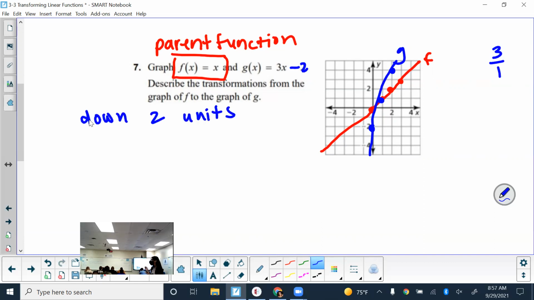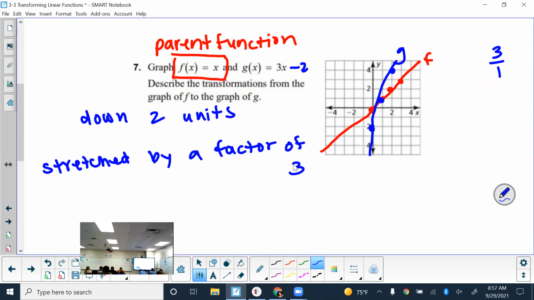So use your graph to count your vertical and or horizontal shifts. This one doesn't have a horizontal shift, but it does do something to the slope. So I'll just write it down, even though I don't need you guys to really know this part. But the 3x means that it is stretched by a factor of 3. You don't need to know that part. Really, I'm just focusing on the up or down movement or horizontal movement. But I just didn't want to leave that problem incomplete. Questions?